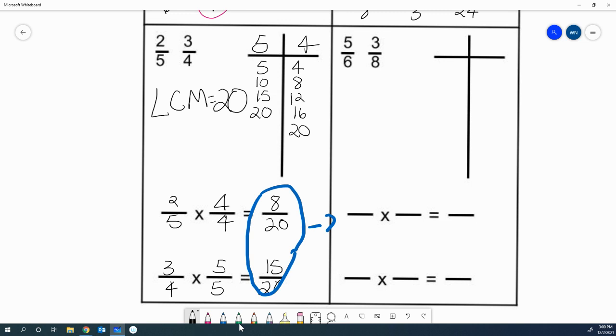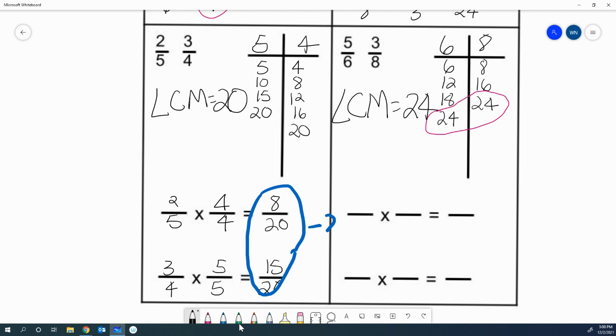For this one, you should have put your 6 and your 8 at the top of your T-chart and gone ahead and written out the multiples. So 6 times 1 is 6, 6 times 2 is 12, 6 times 3 is 18, 6 times 4 is 24. That number looks familiar. Let's see what we get with 8. 8 times 1 is 8. 8 times 2 is 16. 8 times 3 is 24. There's my common multiple. My least common multiple is 24.